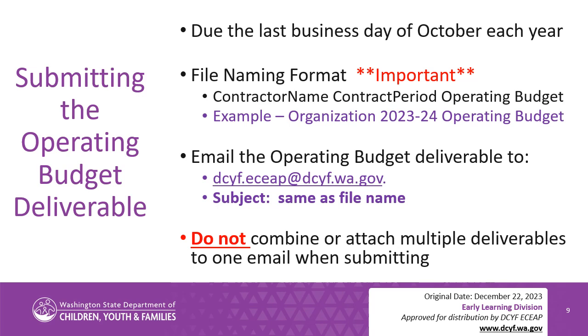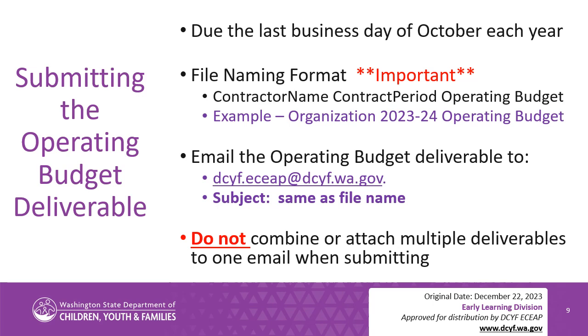Submit your organization's operating budget deliverable by no later than the last business day of October. I would like to take a moment to stress the importance of properly formatting the name of files that are attached and sent as deliverables to the ECEAP inbox. Properly formatting file names and using those file names as subject lines of submission emails ensures that your organization's deliverable is routed, saved, and noted as received properly by DCYF ECEAP staff. So please follow the format you see here: organization name, contract period, operating budget.